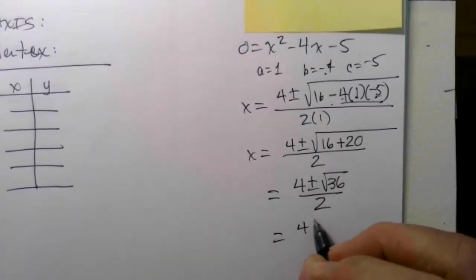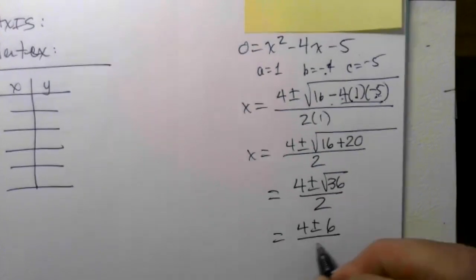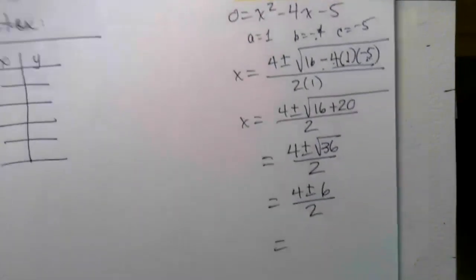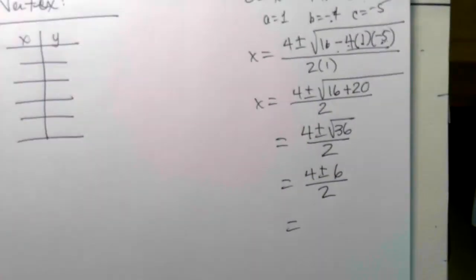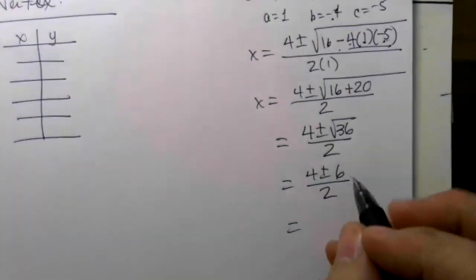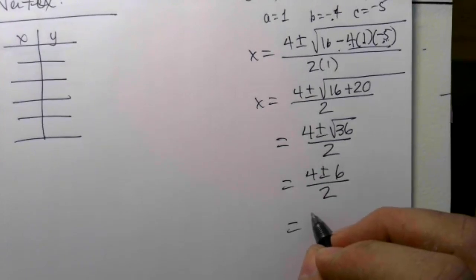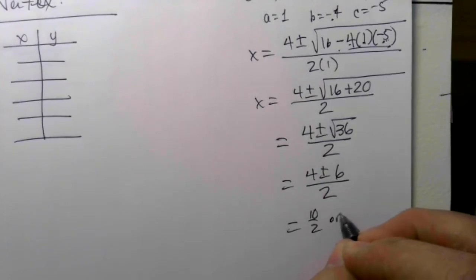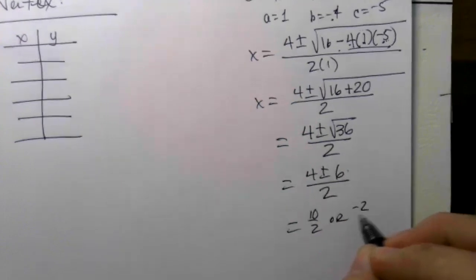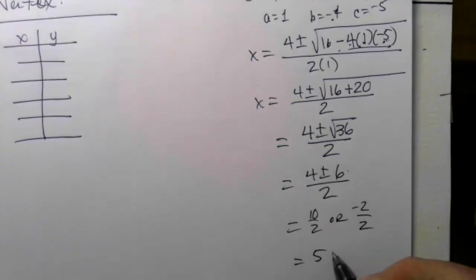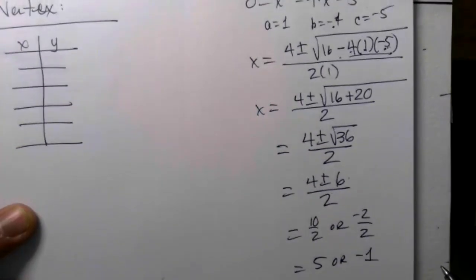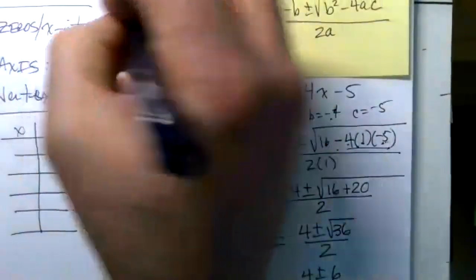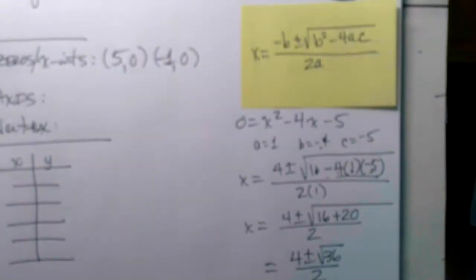So this becomes 4 plus or minus 6 over 2, which is, sorry, my paper's hanging up here and bumping the camera. So 4 plus 6 is 10 over 2, or 4 minus 6 is -2 over 2. So this is 5 or -1. So the zeros, the x-intercepts, the solutions are 5, 0, and -1, 0.